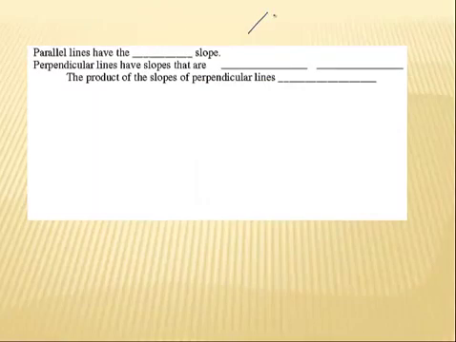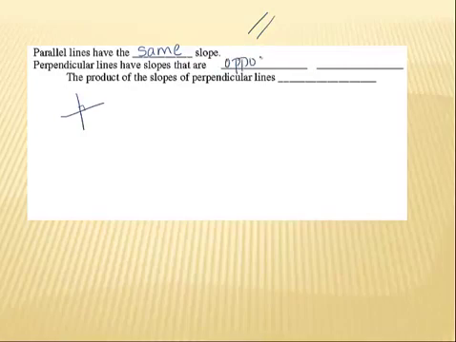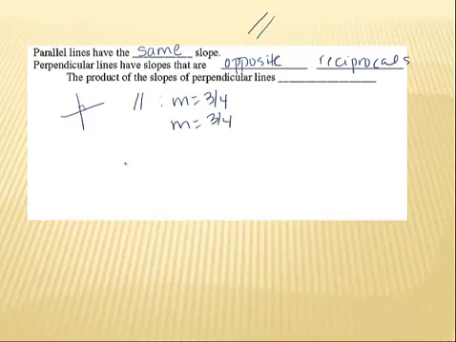Parallel lines would look like this. They have the same slope. Perpendicular lines look like this. They kind of cross, and have slopes that are opposite reciprocals. So let's talk about that. Parallel lines, here's our symbol for parallel lines. If one slope is 3/4, then the other slope is also 3/4.